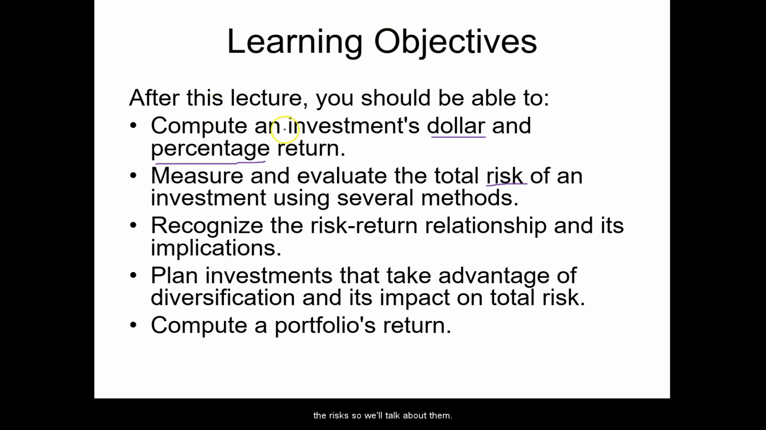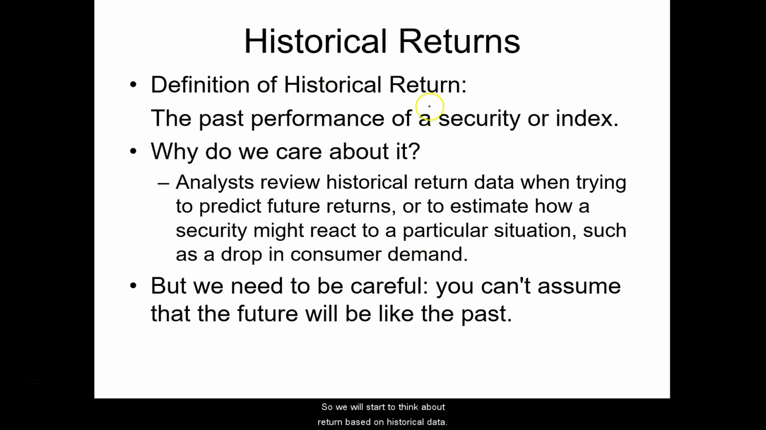And then we'll discuss the relationship between the risk and returns and how our understanding about the risk and return relationship can guide us in investments. And then we'll talk about diversification and how diversification helps us to reduce the risk of our investments. At the end of this chapter, we'll also learn how to calculate the return for a portfolio. So we'll start to think about return based on historical data.